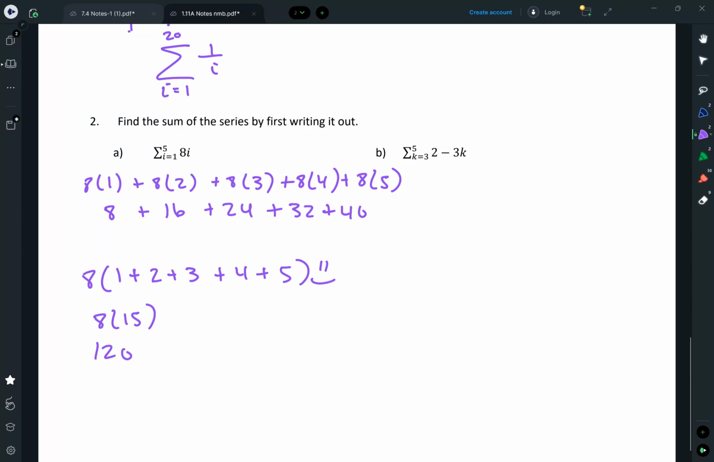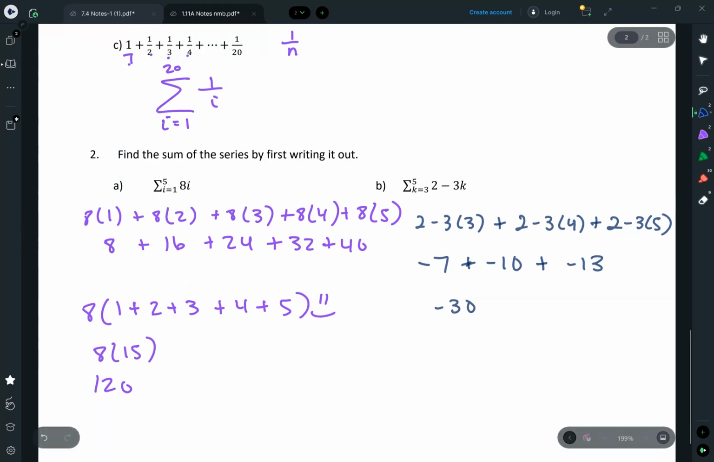Okay, last one, I am adding 2 minus 3k over and over and over again, starting with 3, ending with 5. So 2 minus 3 times 3 plus 2 minus 3 times 4 plus 2 minus 3 times 5, adding them over and over and over again. So 2 minus 9 is a negative 7 plus 2 minus 12 is a negative 10 plus, let's see, 2 minus 15 is a negative 13. So let's see, the 7 and the 13 make a 20, and 10 is 30. We have negative 30.